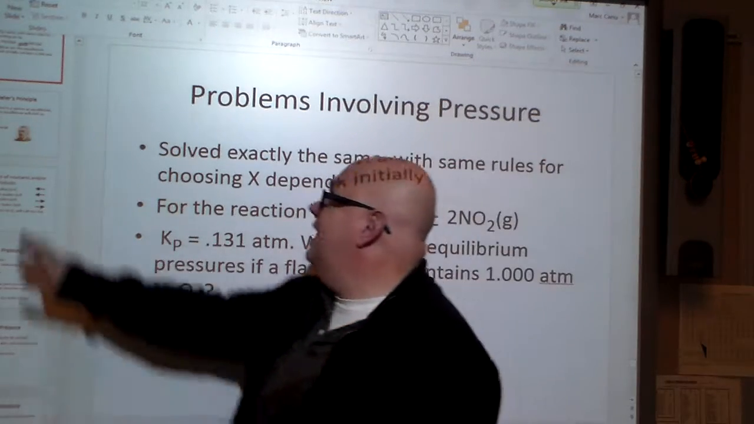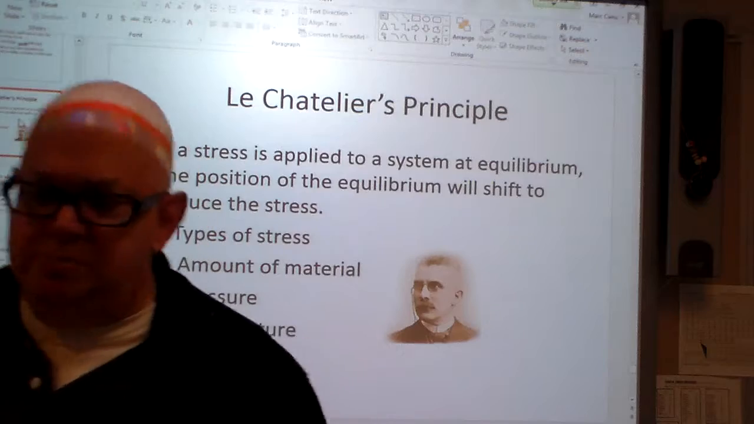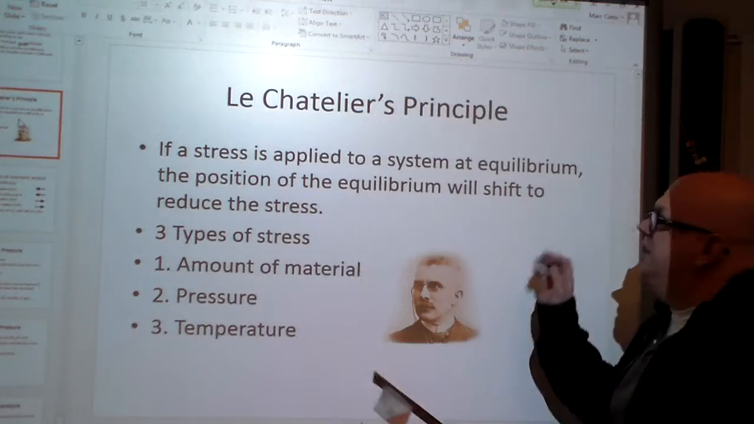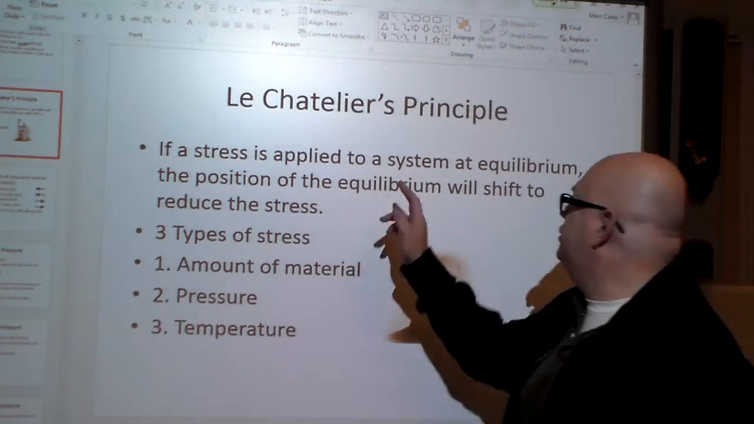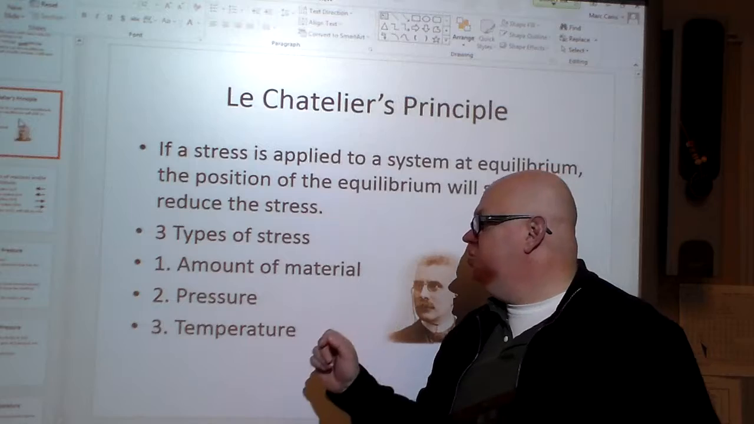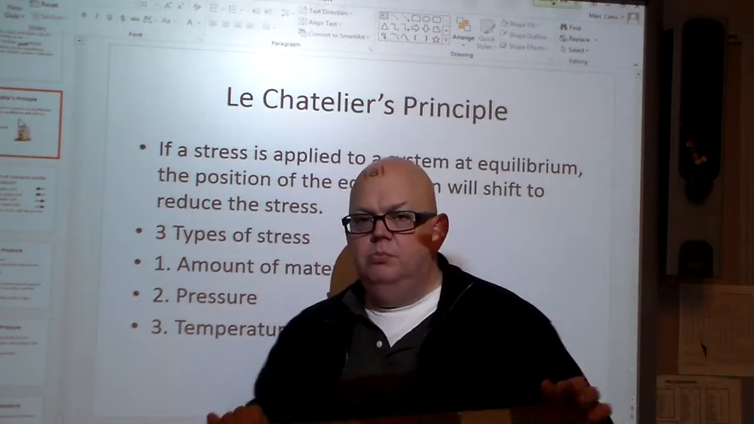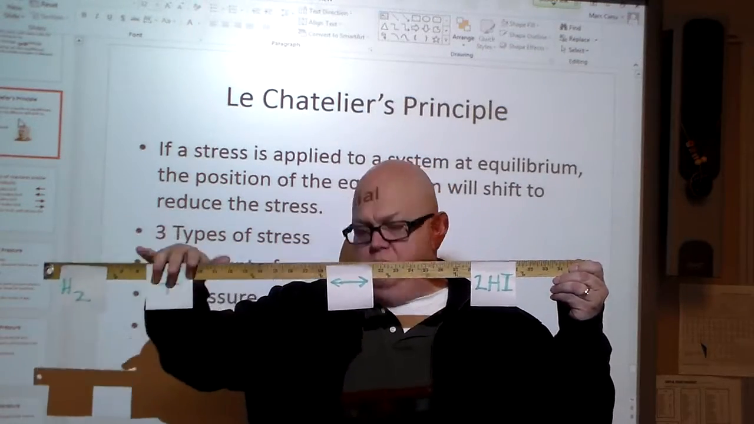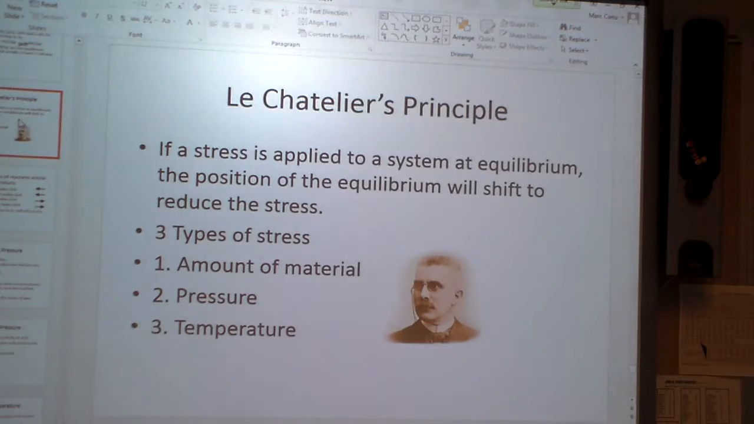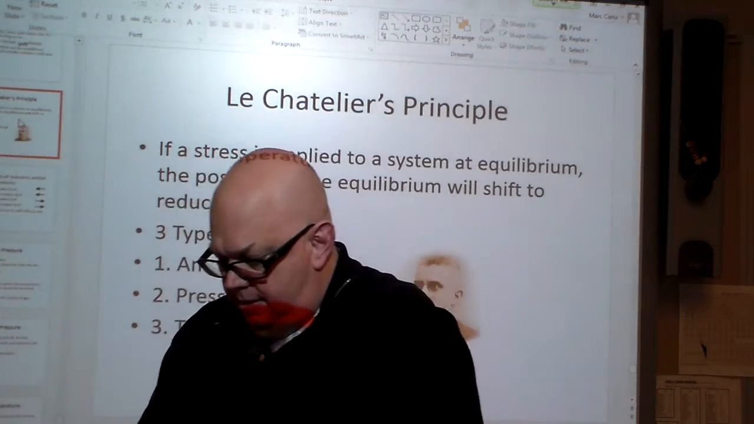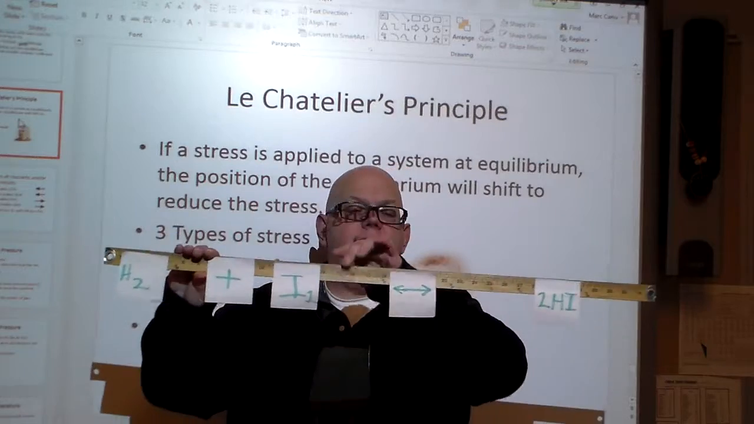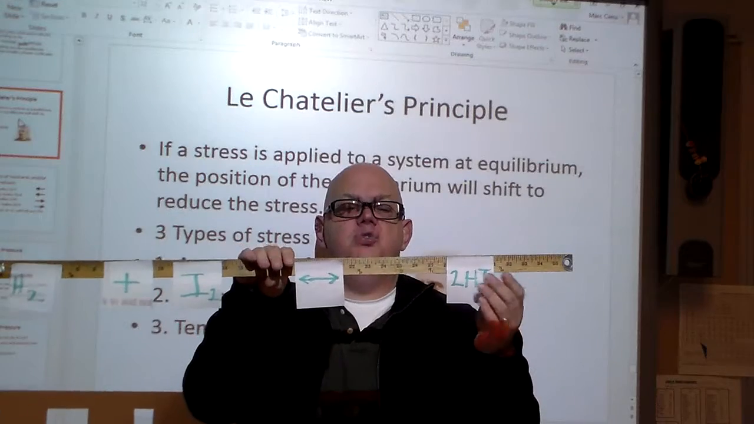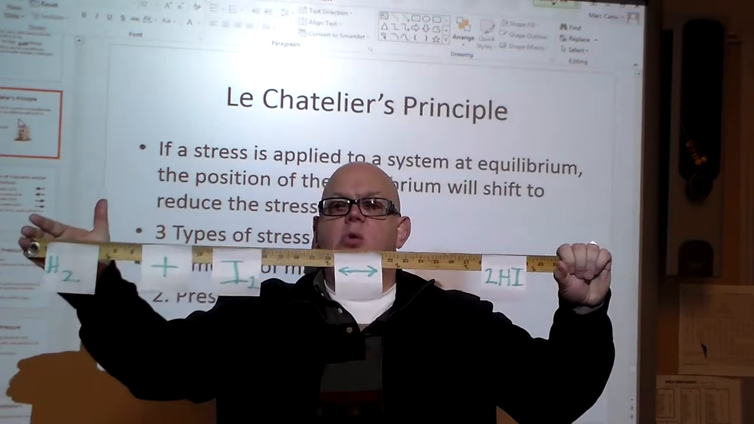But I did want to get through this last part here, and that's Le Chatelier's principle. We've talked about it before. If a stress is applied to a system at equilibrium, the position of the equilibrium is going to shift to reduce the stress. So when we look at something like this here, for example, I have H2 plus I2, and notice how this is going back and forth, and we get 2HI. All right, so this is at equilibrium.